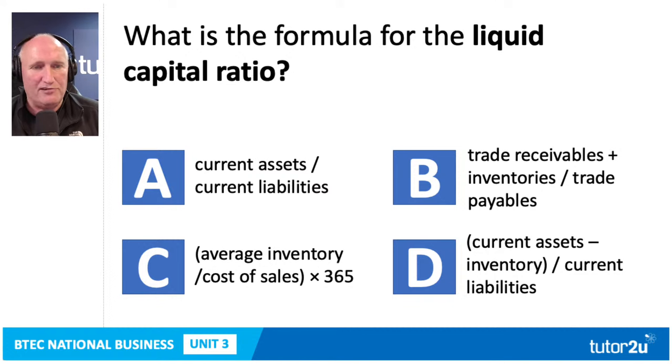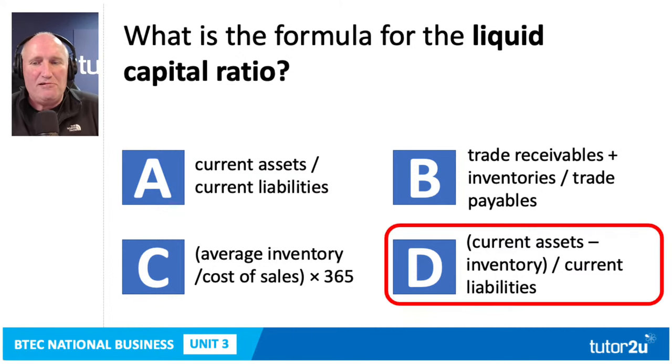Most people going for D, Graham says. Is it D? Let's have a look, shall we? It is indeed D. So it's current assets, but we take something out of current assets, don't we? We exclude or take away inventory from current assets, but we still divide it by current liabilities.